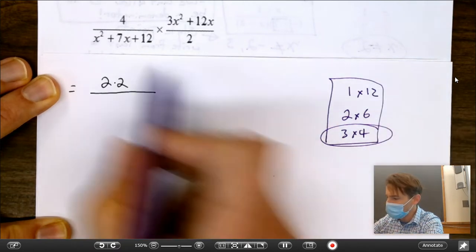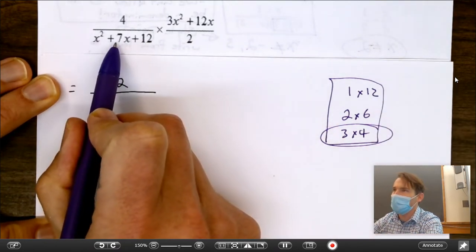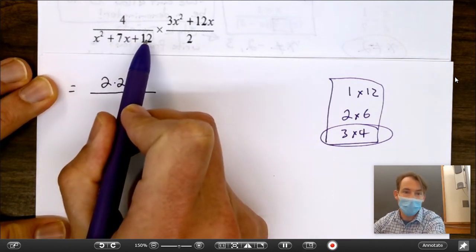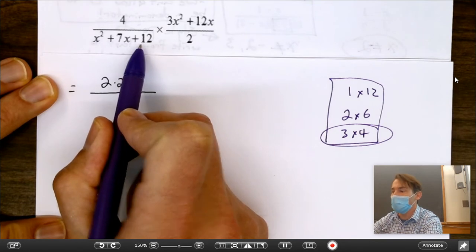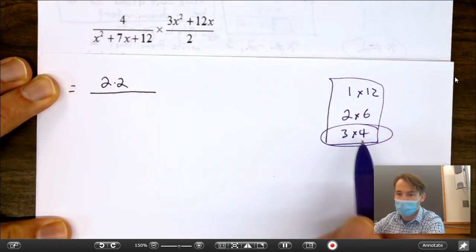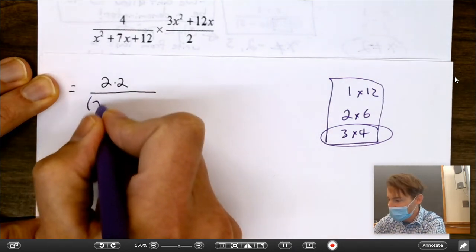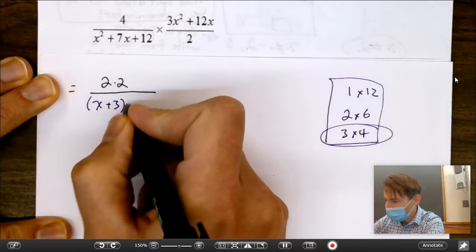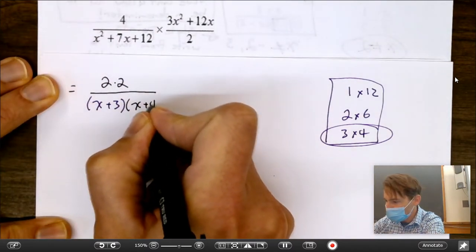List all your possible multiples. Don't list all the possible ways to add to 7, because that's an infinite number. There's a limited number of things that multiply to give you a certain number, and you can usually list them all. So here we know 3 times 4 works, so we have x plus 3, times x plus 4.